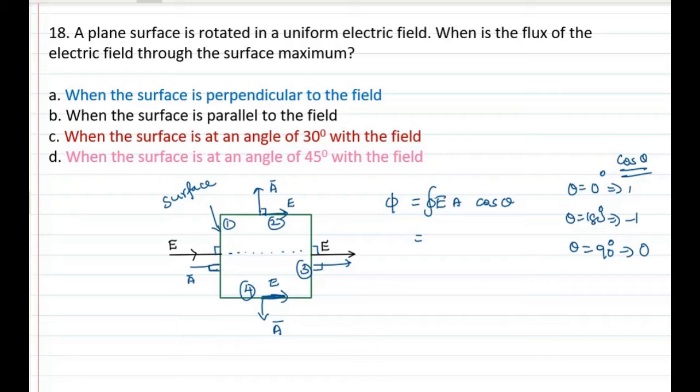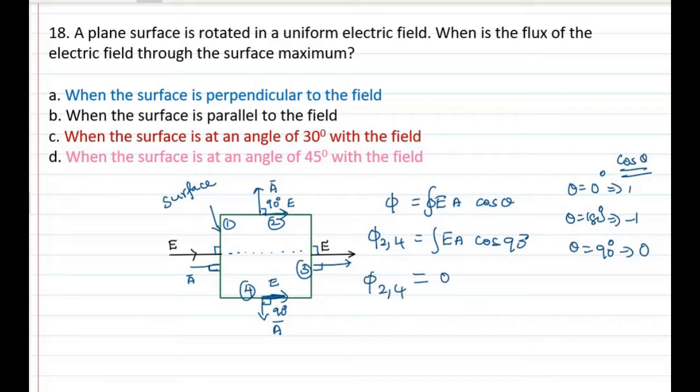And when you find this, the electric field E and the area vector A, which denotes a normal vector, here the angle between them is 90 degree. So for surface 2 and surface 4, we get phi as EA cos 90 degree, so we'll get the answer of 0 for surfaces 2 and 4.